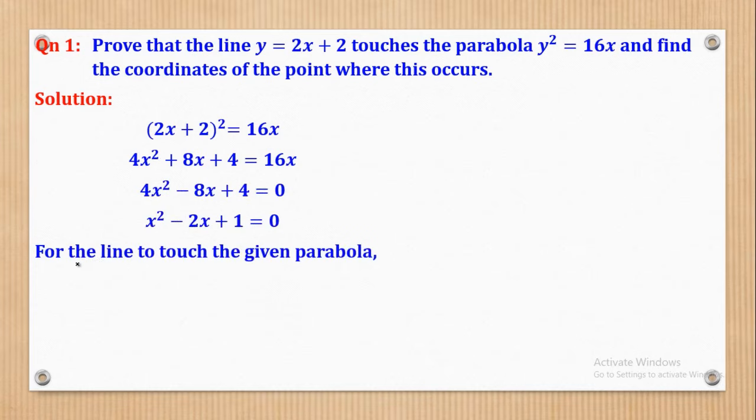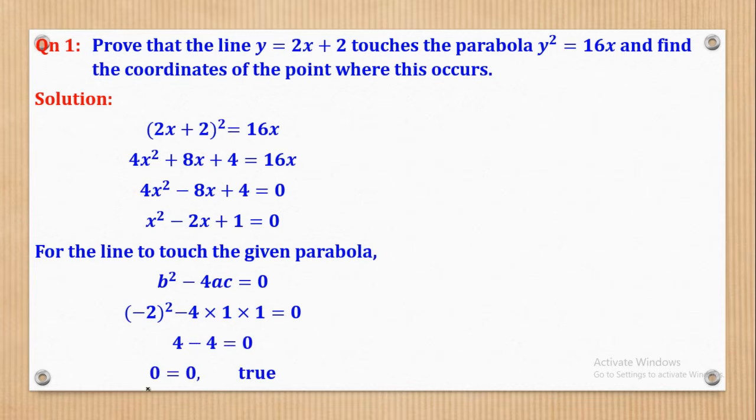Then from there we shall say that for the line to touch the given parabola, the discriminant must be equal to 0. Notice that now we are using small letters a, b, and c, because here there is nothing like a, b, and c in the expression. So I'll substitute for a, for b, and also for c.